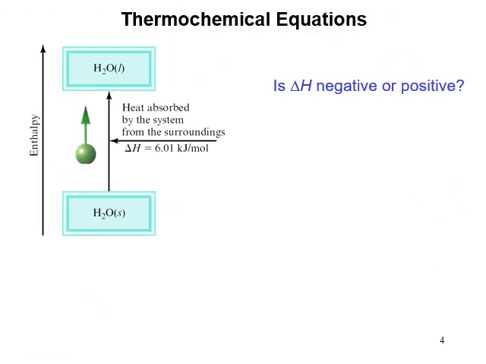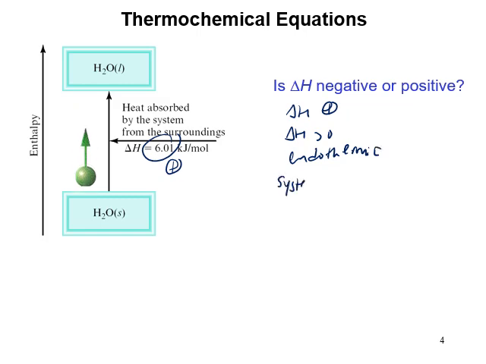All right. Now look at this thermochemical equation. Is delta H negative or positive? Here the sign is positive, so the delta H is positive. In other words, delta H is more than 0. Delta H more than 0 indicates this is an endothermic reaction. Endothermic reaction means that the system absorbs heat from the surrounding.